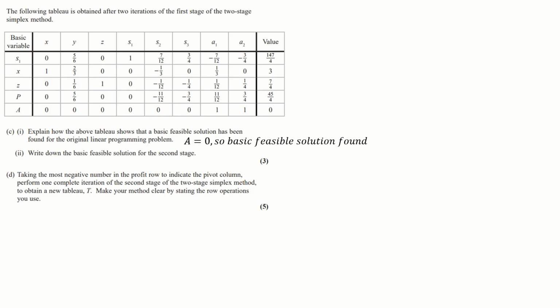You just need to write the same things down every time. Write down the basic feasible solution. So this is just where you have x equals 3, z equals this, s1 equals this, and all the others equal 0 because you haven't got them. They're not in these rows. So that's fine. That's the basic feasible solution. And the profit is this.